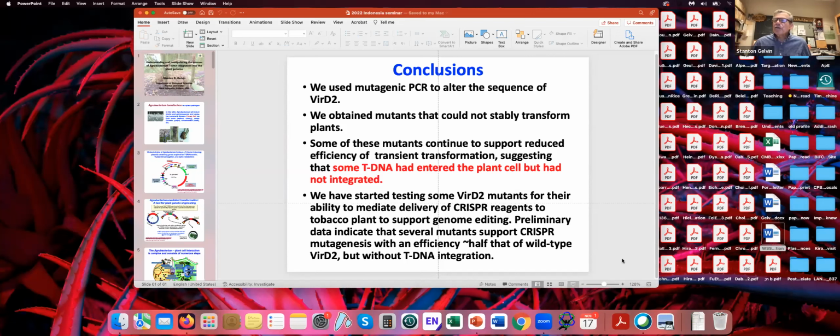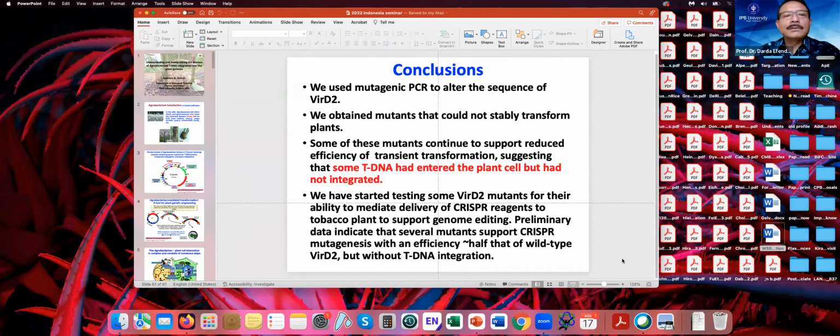But that's not transformation. It's not getting T-DNA in. It's recovering a regenerated plant. So there's two parts to transformation. There's getting the DNA in, and then there's getting a plant back out of the tissue. And you have to be able to match both of those things.